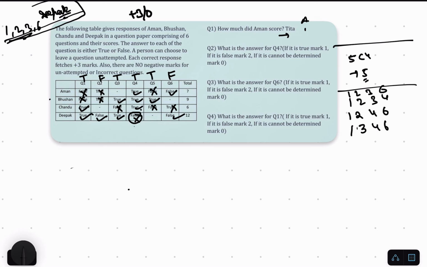So let us check. 6 marks satisfied. Okay, so we are done. So this is our final case. Okay, now marks of Aman will be how much? 6 marks. Okay, so the question was how many marks did Aman score? So 6 is the answer.